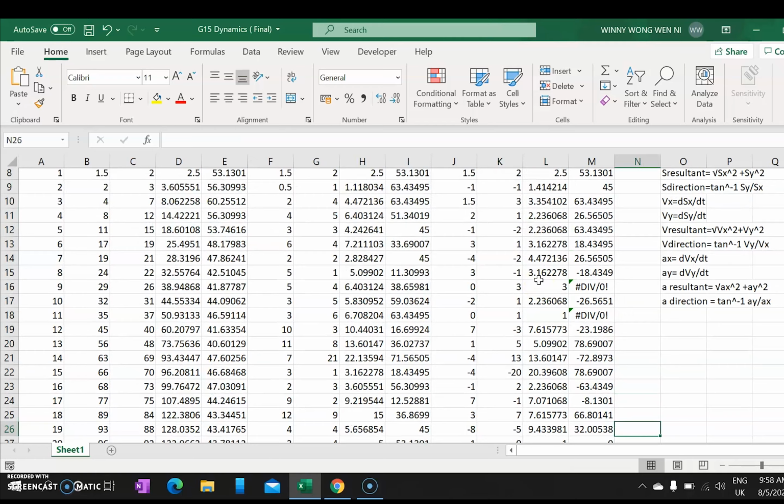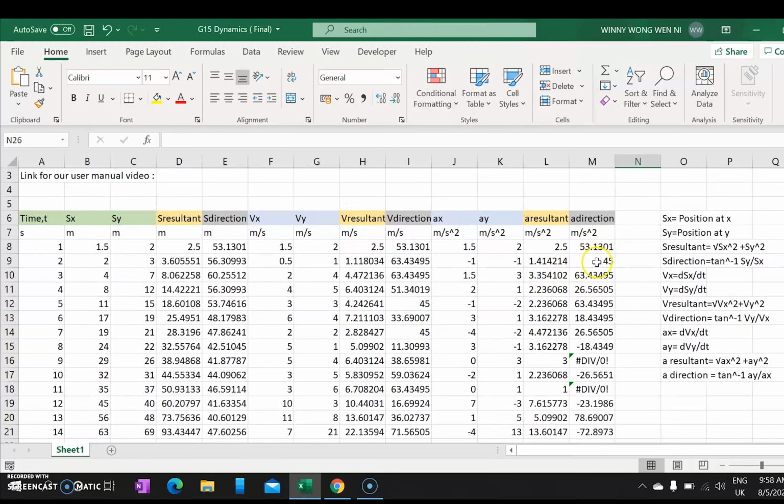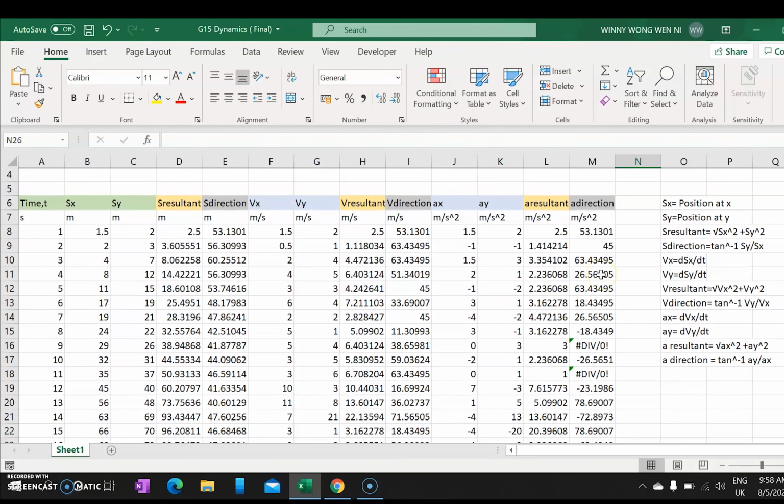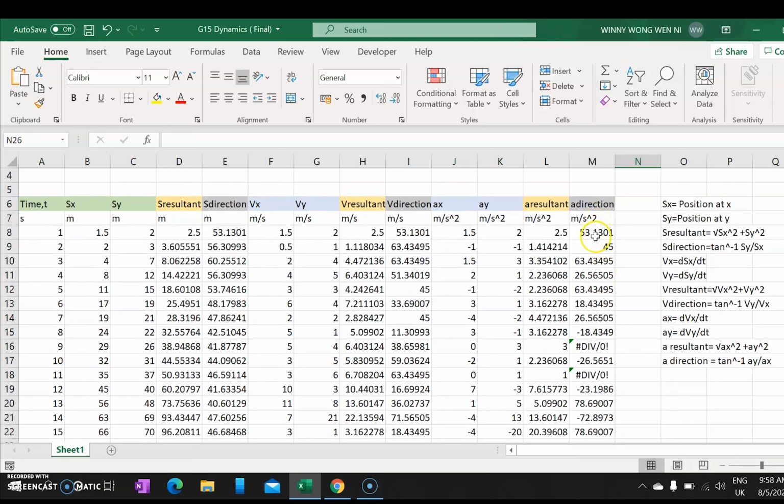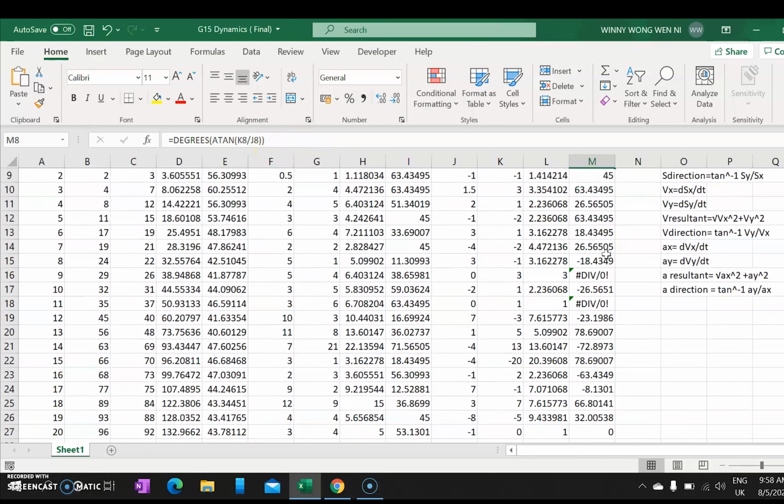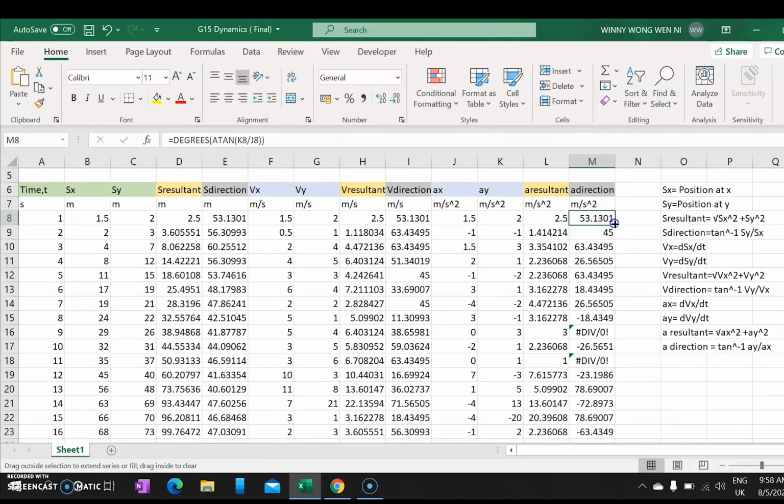Now we proceed to the direction of acceleration, which is theta, and we will calculate this by using the formula of shift tangent, the change in the velocity in y-axis over the change in velocity in x-axis. So we will insert the formula, degrees, tangent, K8 over J8. So we can straight away drag like this.